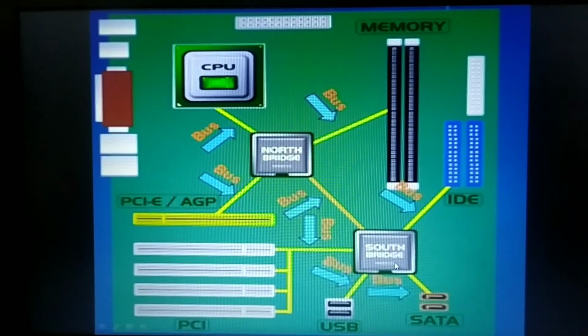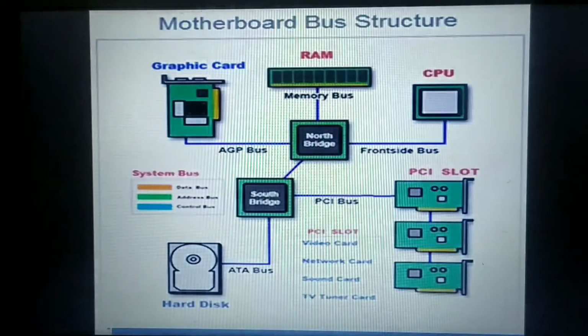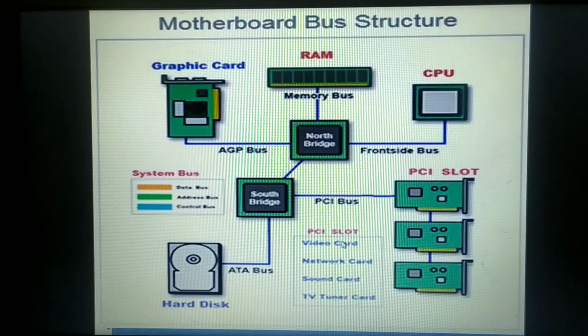The data transfer in the south bridge is quite slow comparatively to the north bridge, and this south bridge is handling different kinds of slower components like the video card, the hard disk drive, the CD-ROM drive, the USB port or the BIOS. Such kinds of slower components this south bridge is handling.